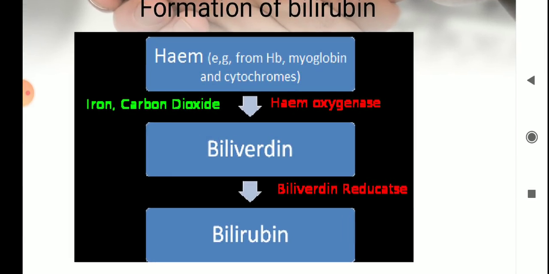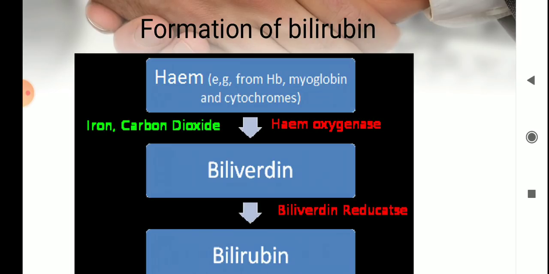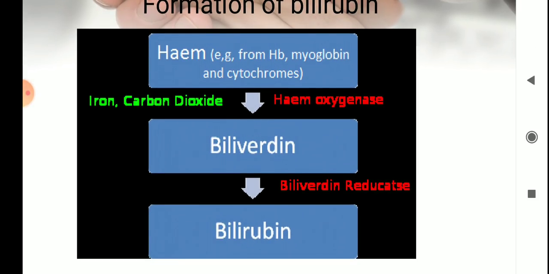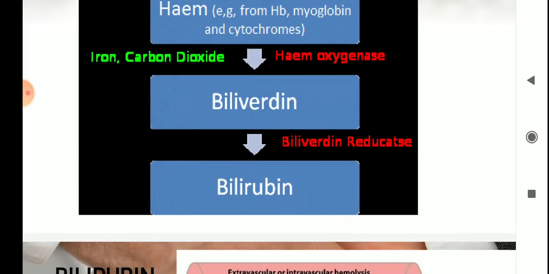So we'll have some basics here. Formation of bilirubin: see the heme component. It could be derived from hemoglobin, myoglobin, cytochromes. This is converted to biliverdin by heme oxygenase. Then biliverdin is converted to bilirubin by biliverdin reductase.